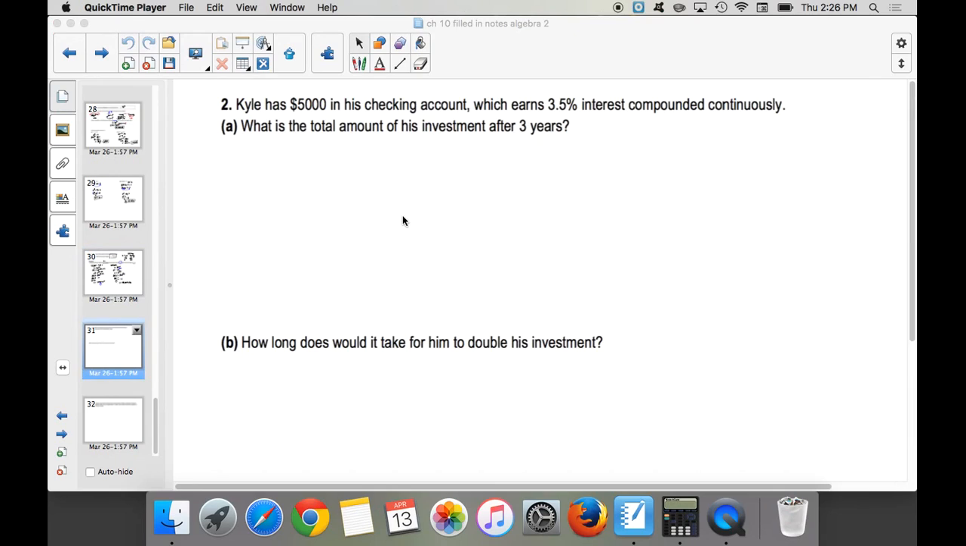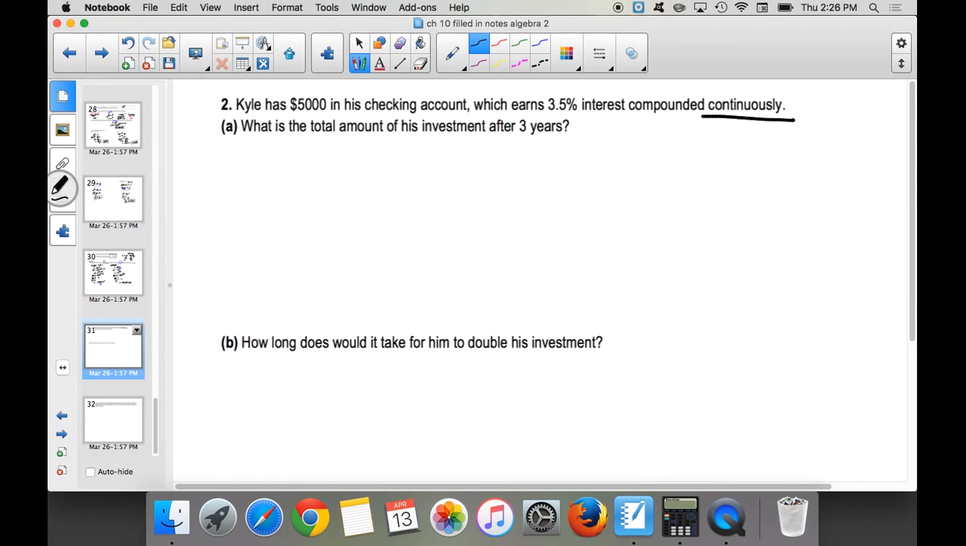It says Kyle has $5,000 in his checking account, which earns 3.5% interest compounded continuously. Like I said before, we probably don't do things compounded continuously in the banking world, but we're going to do it in these examples. So continuously, just underline it. Every time you see that, that's the A equals P e to the rt formula.